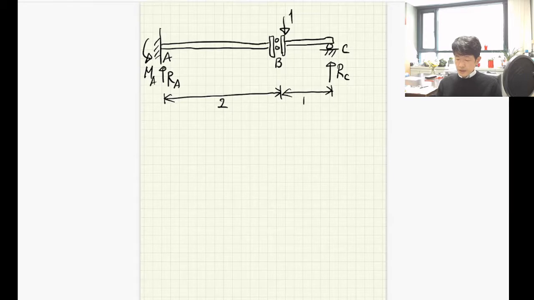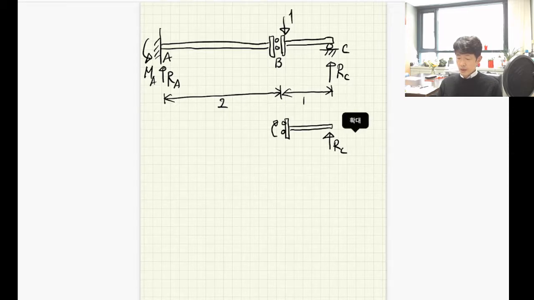Okay, so now let's check the force equilibrium of segment BC to determine the reaction RC. Sorry, we have RC here and the slide support. Make sure the slide doesn't transfer any internal shear force. That's why there is no vertical shear force for this segment BC. But it can transfer the internal bending moment. That's why we need to consider a certain kind of bending moment here.